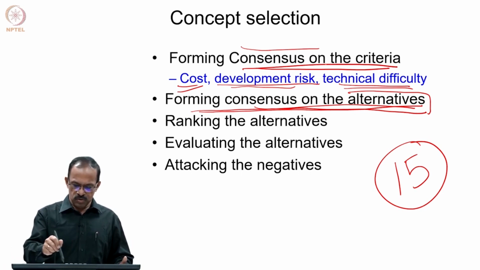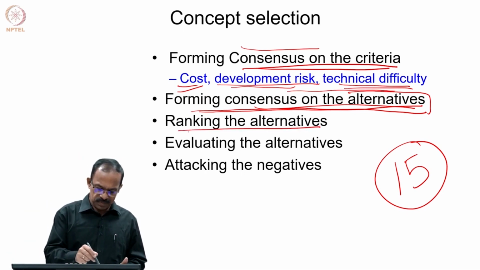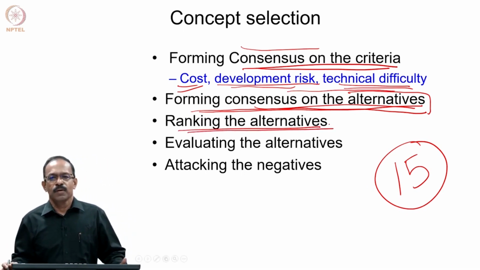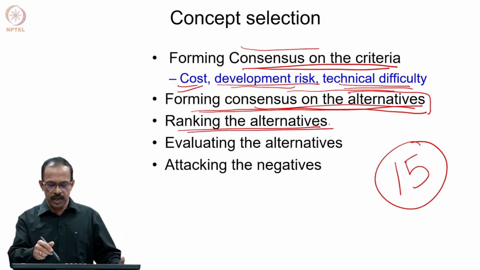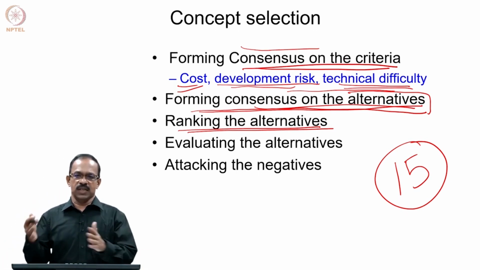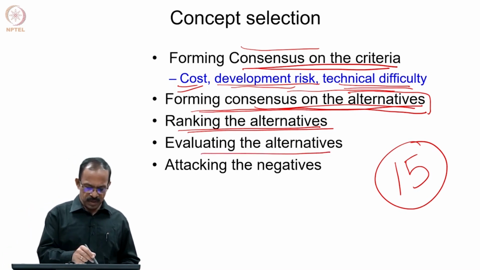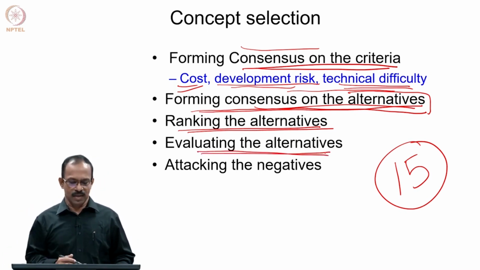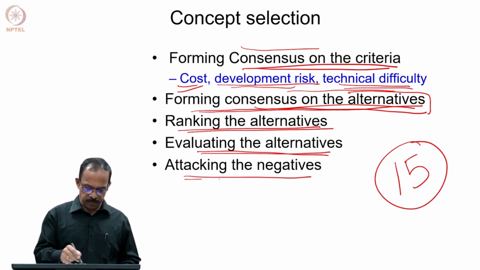So, have a consensus on the criteria and consensus on the alternatives, and then rank the alternatives based on the process. So, you need to have the alternatives and you have the criteria. Now, using this criteria, rank all the alternatives or give some marks and then rank all the alternatives, and evaluate the alternatives based on the rank it has obtained, and then attack the negatives.